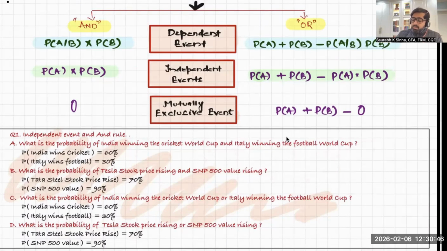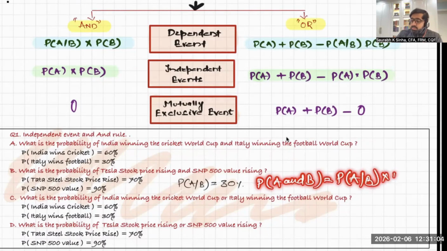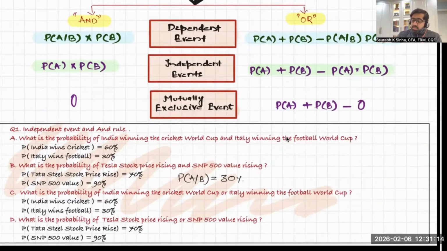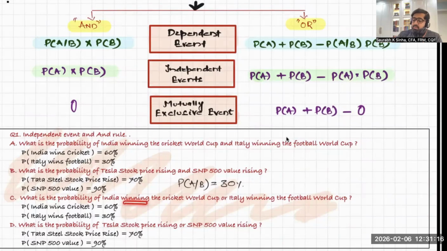Okay. But what if you have this information, that is, probability of A given B is equal to 30%? If you have this information, then the probability of A and B is equal to probability of A given B, that is 30%, into probability of B, that is 90%. So 30% into 90% is 27%, right? And that is your answer. Third question, what is the probability of India winning the World Cup, or, so you will apply the OR rule, Italy winning the Football World Cup?